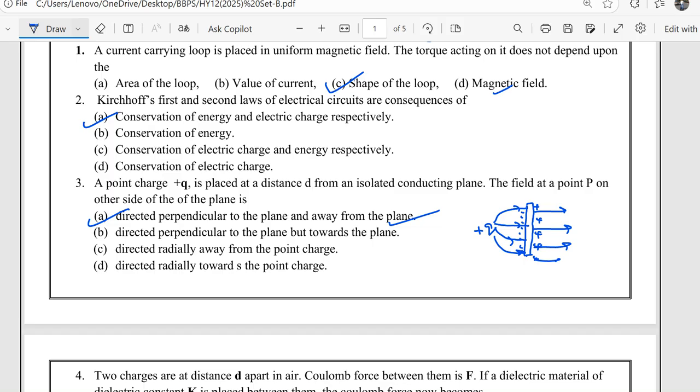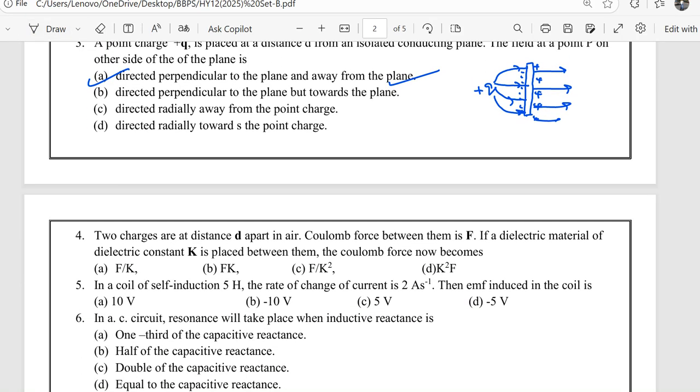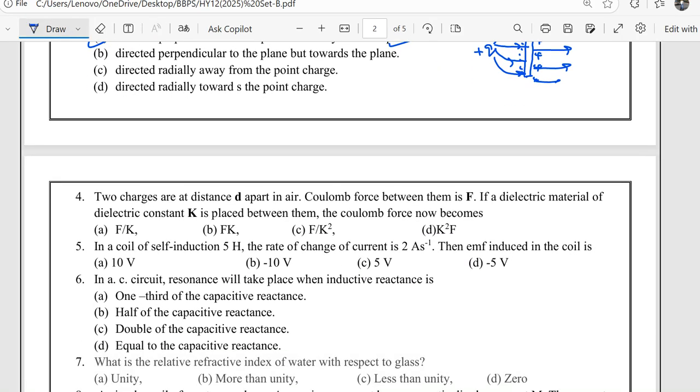Fine. So now question number 4. Two charges are at distance d apart in air. These are the charges, distance d. The Coulomb force between them is F. If a dielectric material of dielectric constant K is placed between them, the Coulomb force now becomes F upon K. The force always reduces. Option A is correct over here.